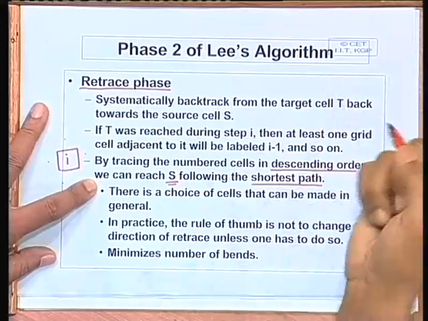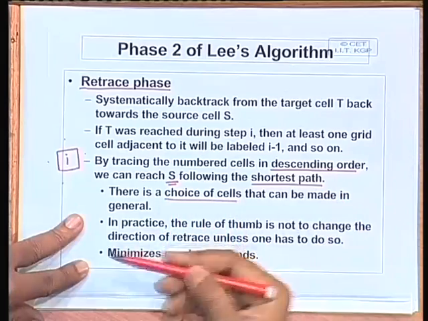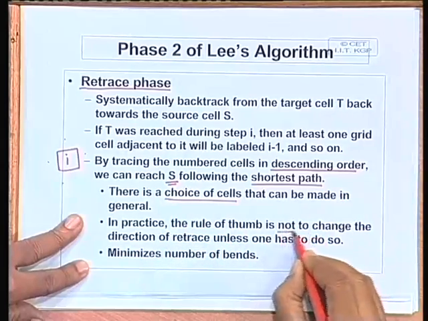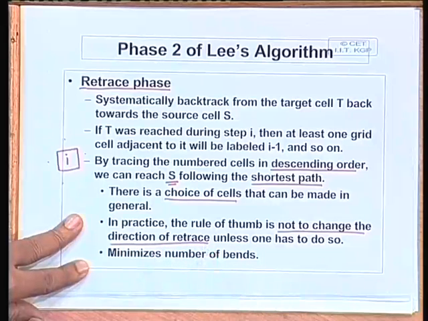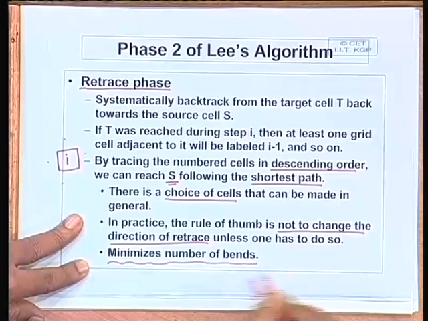Because starting with the number L, you are going to L minus 1, L minus 2, back to 1, all paths will have a length of L. But some of the paths will be more desirable than others. There is a rule of thumb while you are backtracking: you do not change direction unless it is necessary, because zigzag wiring is not very desirable while interconnecting. If you can find a straight line path where numbers are descending, try to follow that straight line. In general there will be a choice of cells which you can follow during backtrace. So, you try not to change the direction of retrace; this is a heuristic. This will minimize the number of bends in the wires. Minimizing the number of bends means your reliability will increase, because the more bends there are, the more chance of the junction getting thinner.